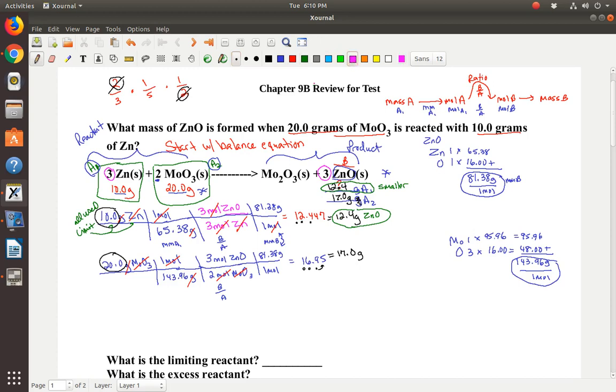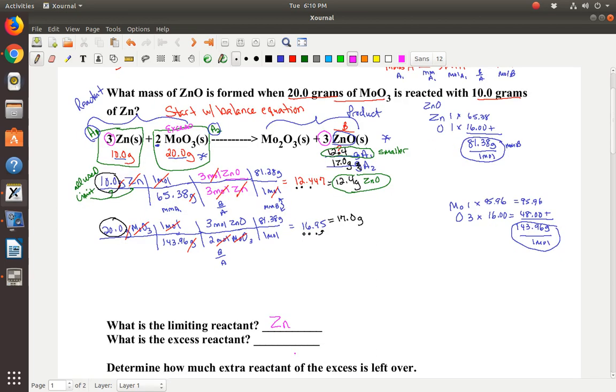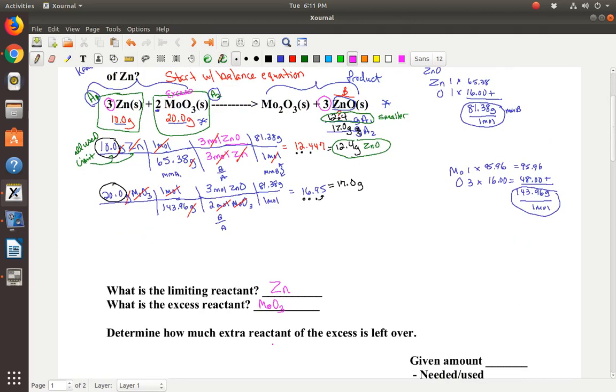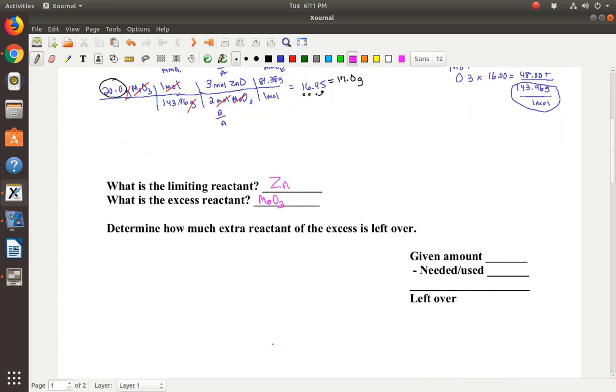And what we say about this other one is this one we have extra or excess. This is the one I have excess. We have too much of that one. So what is the limiting reactant? Zinc. So that's the answer to that question. What is the excess reactant? That's the one I have too much of. MoO3. Okay?